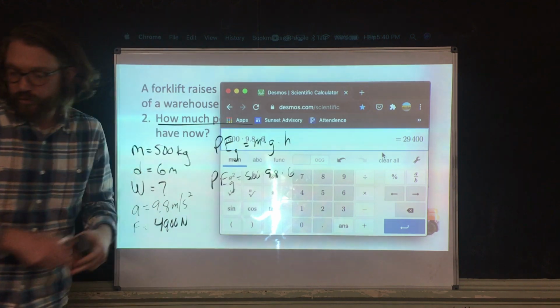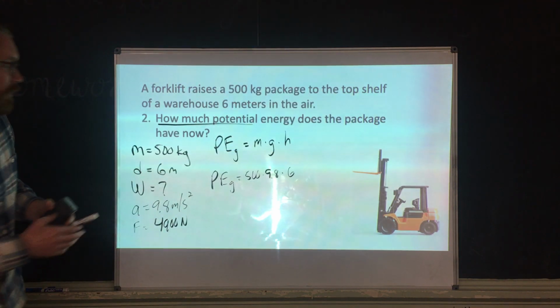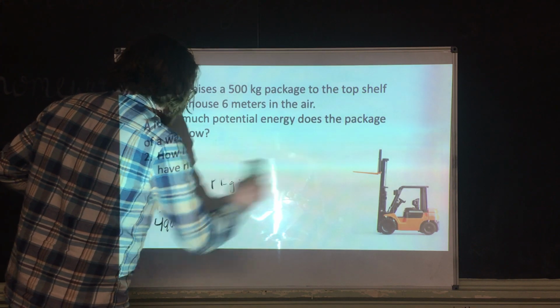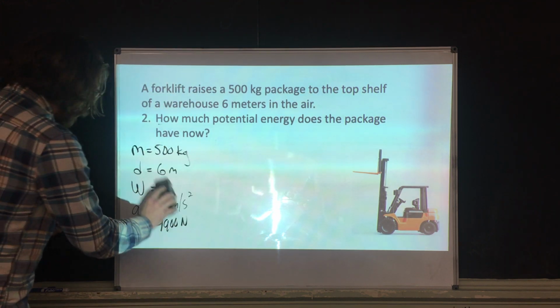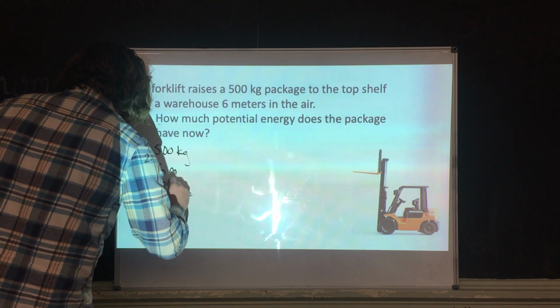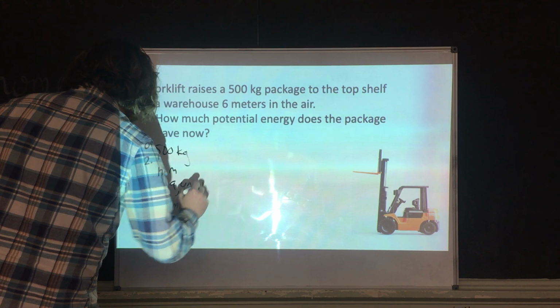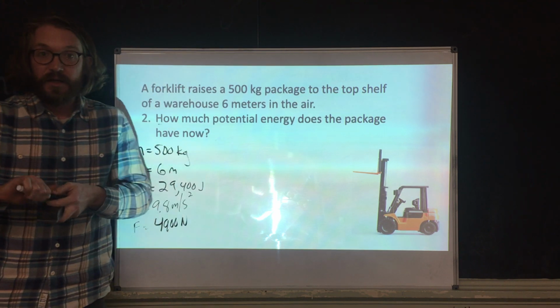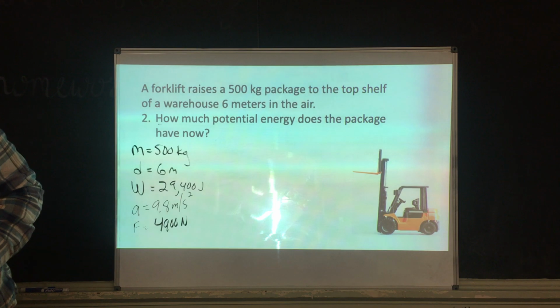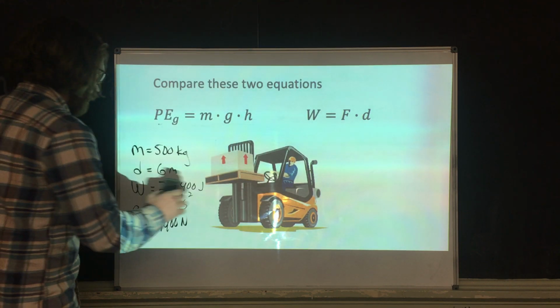29,400 joules of energy. Okay? It's exactly the same. It's the same that we found with the work. Our work was 29,400 joules, and our potential energy is 29,400 joules. Why is that? Well, we have to go back here.